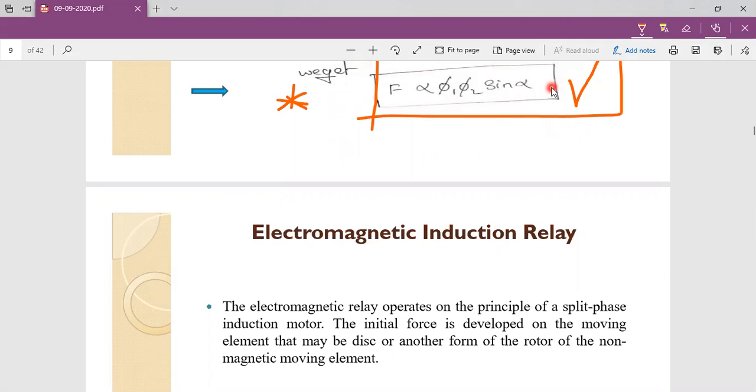Okay, here we can use only one source. Here we use only one source for producing magnetic field. That's why here we write I1, I2 sine alpha.